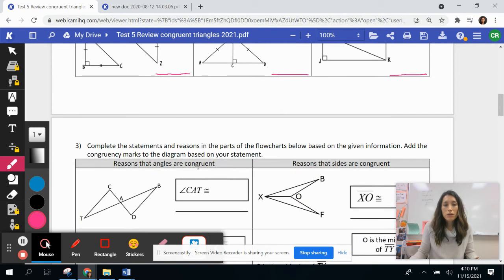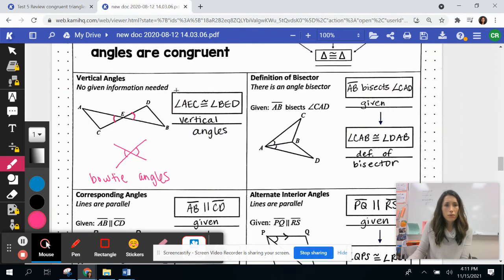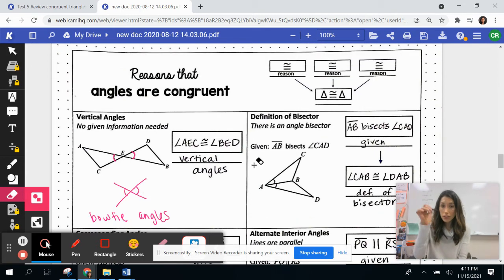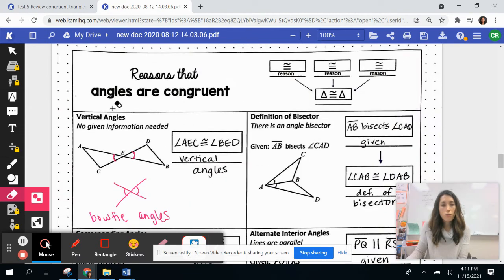Okay, now we're going to be looking at reasons why sides are congruent and reasons why angles are congruent. Good places to continually look in your toolkit. So reasons why angles are congruent, the only type of angles that are congruent without an additional arrow coming above that is when it's given, a reflexive, or when they're vertical.